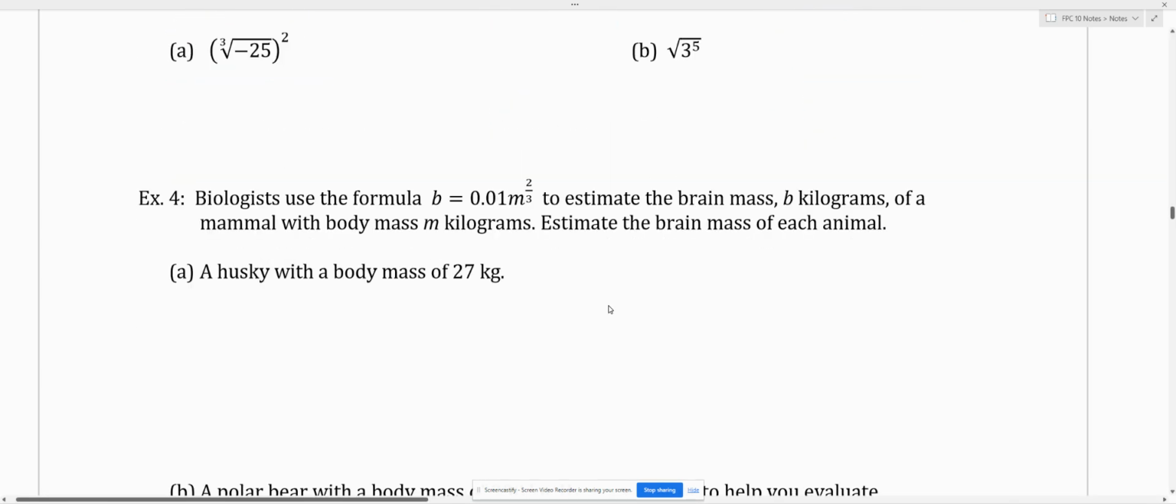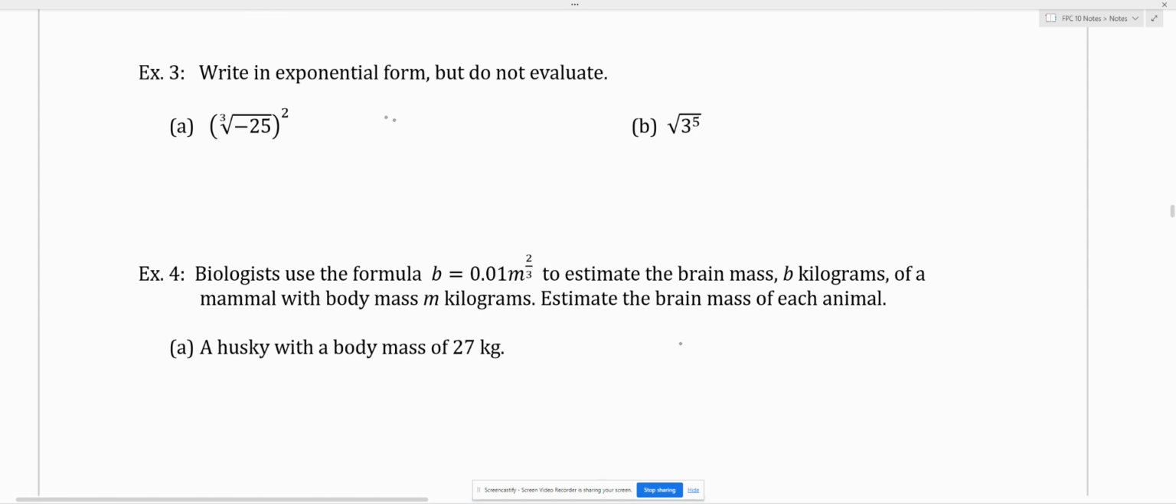All right. Almost done here. We're going to write these two in exponential form. We're not evaluating. So really, all you've got to do is find your shoes and your hat, and whatever's inside, put it in brackets.